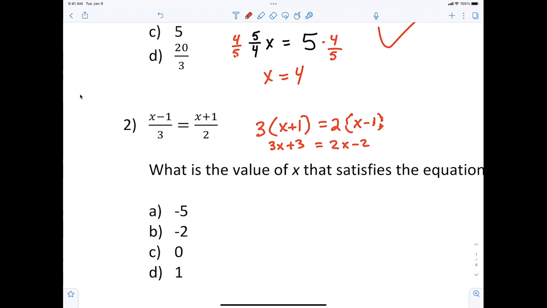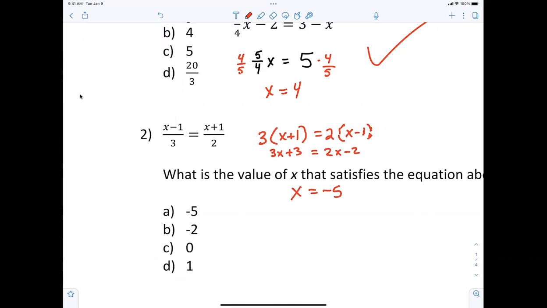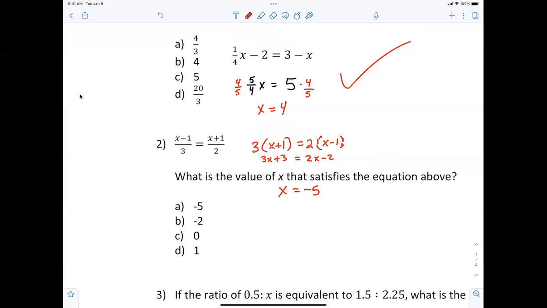Moving things around, subtracting 2x gives me x. Subtracting 3 gives me what? -5. Correct answer, A. All right, come on, guys. I'm okay with you patting yourself on the back. These are high school questions.